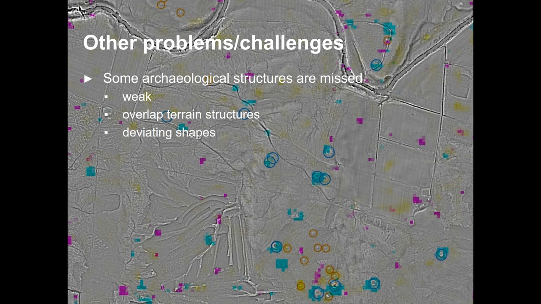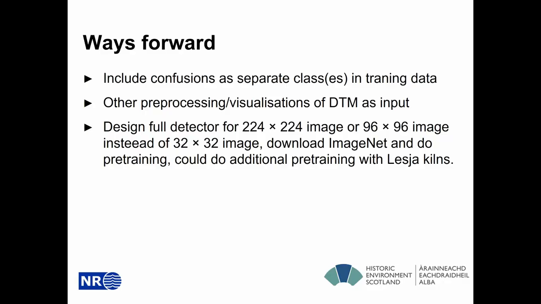In some places there is either an overlap or a very close adjacency with some strong terrain features, and on some occasions there are shapes that deviate from most of the structures of the same kind, so this could be a challenge. We have discussed, myself and my colleagues, how we can improve things. As I already mentioned, maybe the data that we feed in could be better, to highlight the structures that we want even better.